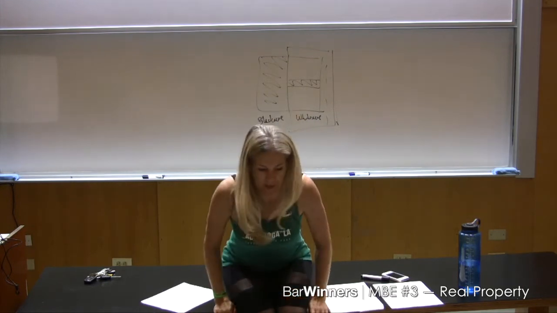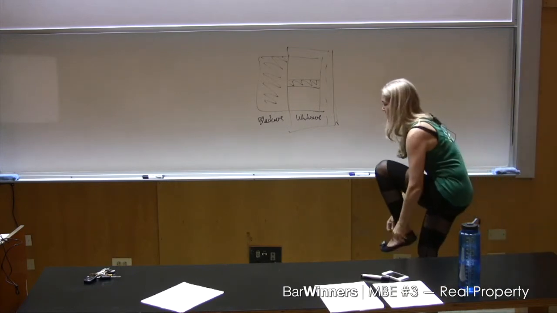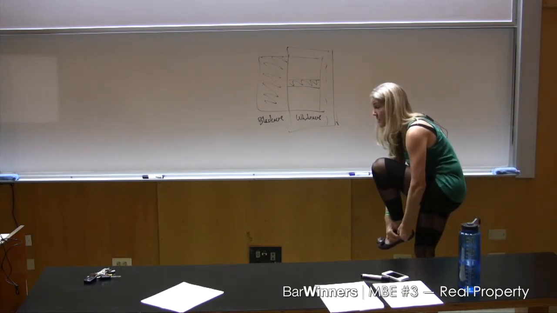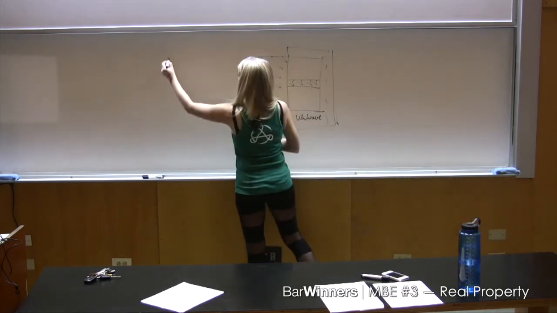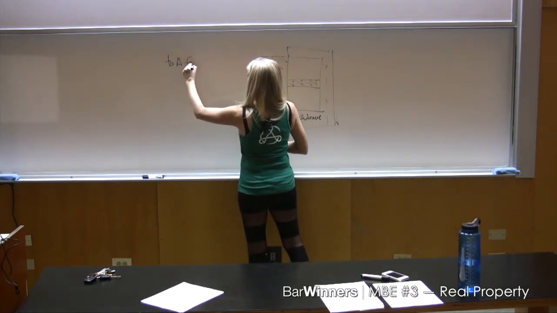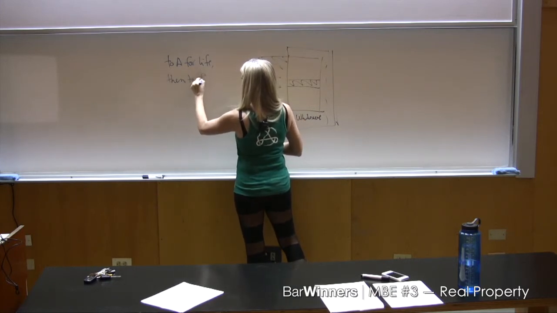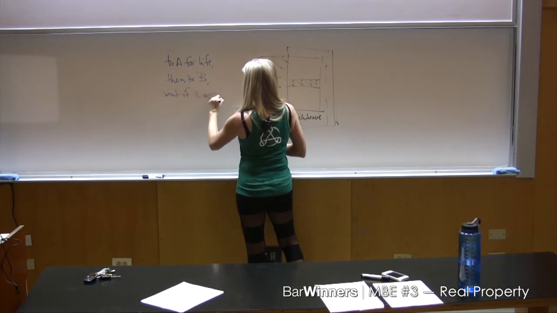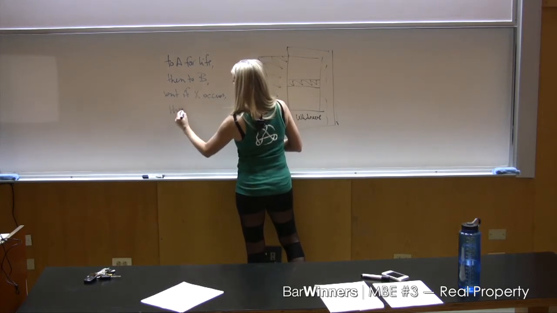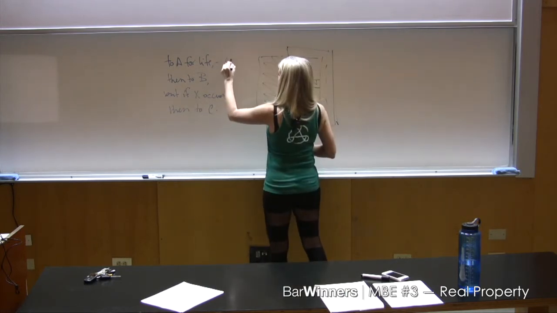So let me write this conveyance up, even though I'm using the same one over and over, just because it can be helpful to have it before us in the future interest area. To A for life, then to B. But if X occurs, then to C. Okay? This is a life estate.